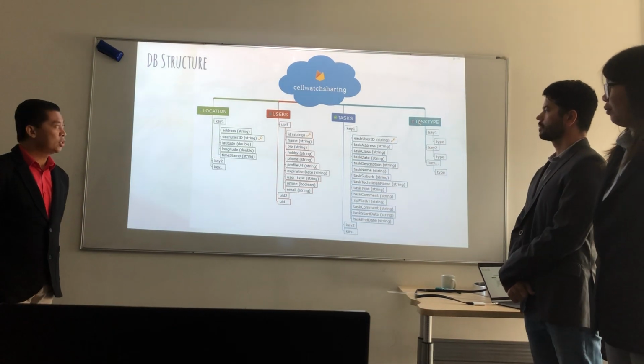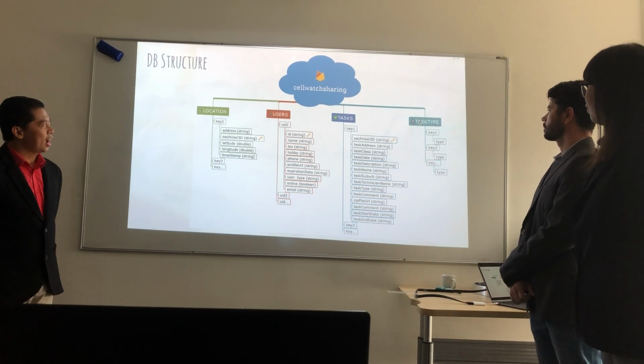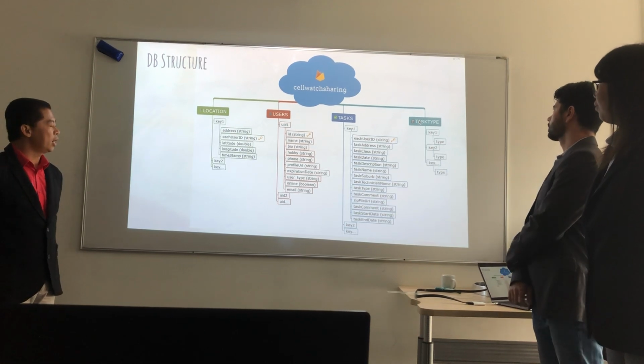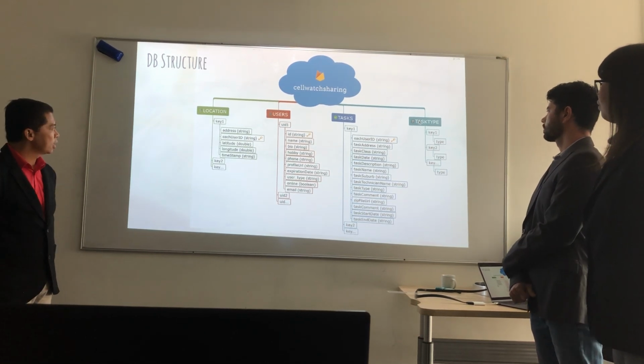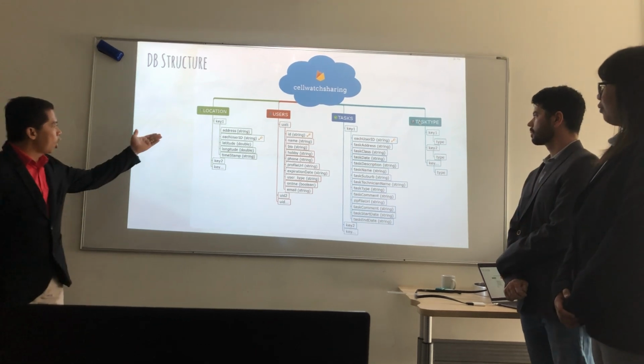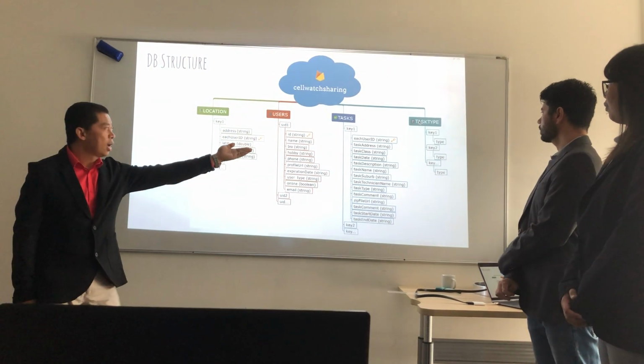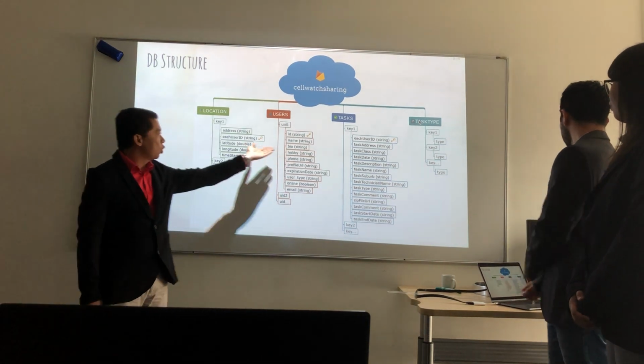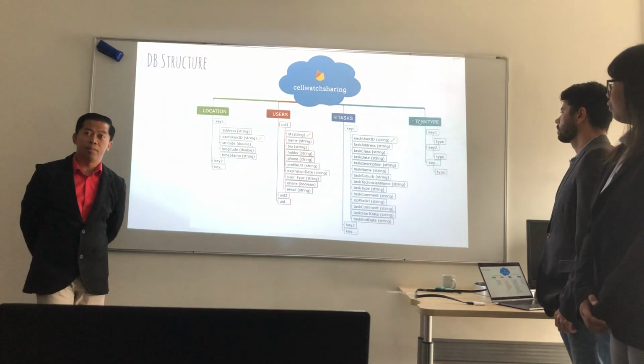So this is the database structure. Again, we use Firebase as our central database, which has 4 branches individually: location, users, task, and task type. So we use UID as our primary key.